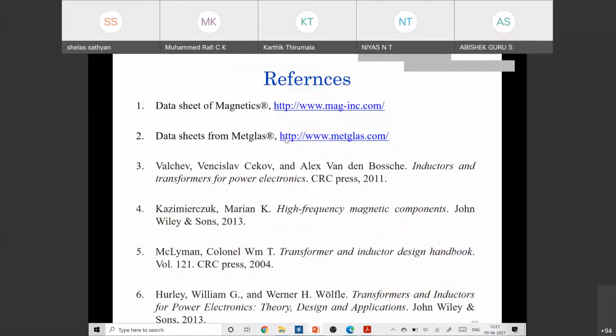And these are the references which I took. I forgot to add one more reference, that is the course materials on power electronics by Dr. Ram Narayanan. Some of the materials are taken from that. And the magnetic material properties have been taken from the data sheet of Magnetics and these two textbooks.